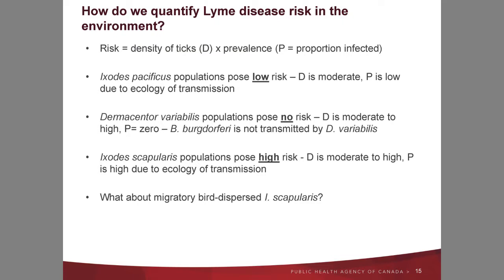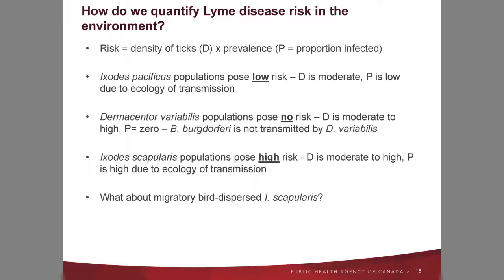How we measure risk in the environment is how many ticks there are multiplied by what proportion are infected with the bug in question, in this case, Borrelia burgdorferi. So where Ixodes pacificus occurs, the risk is low to moderate because the ticks don't quest very high in the herbage and they've got low prevalence.